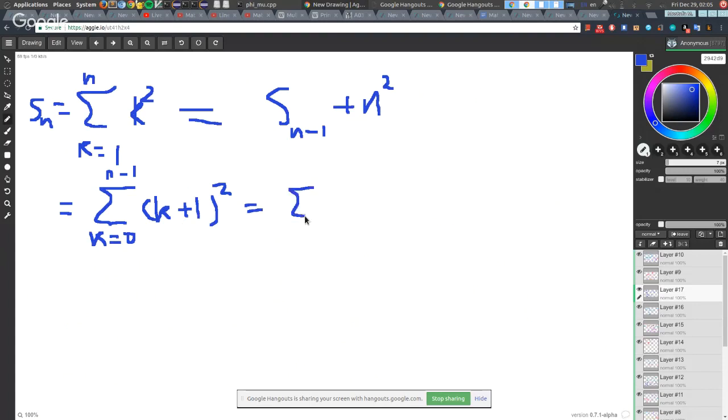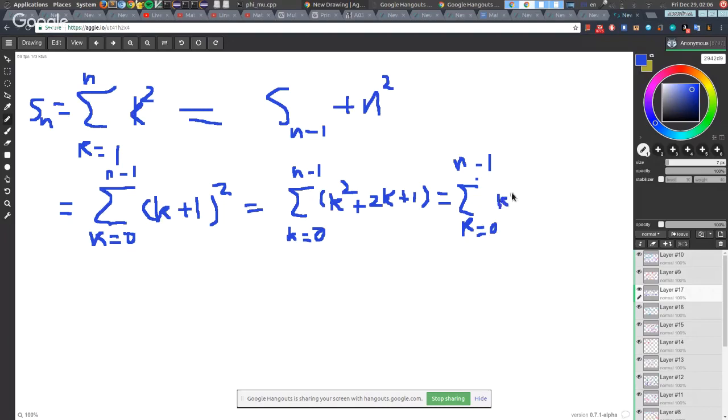And here I expand this expression. Then I distribute this summation: from k equals 0 till n minus 1 of k squared, plus 2 times the sum from k equals 0 until n minus 1 of the value k, plus the summation of 1 from k equals 0 until n minus 1.